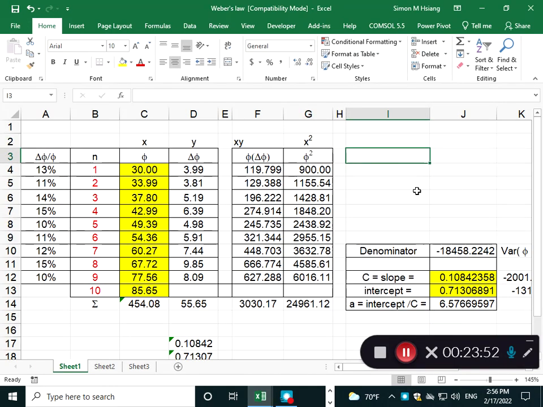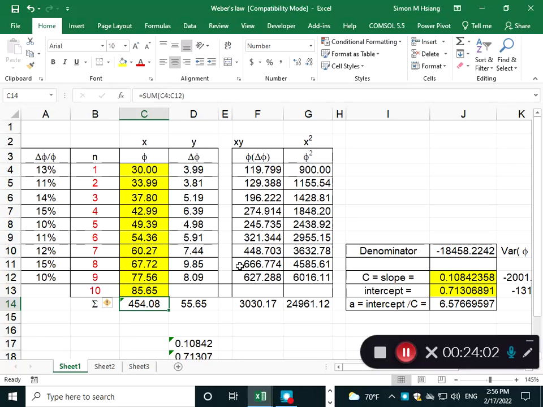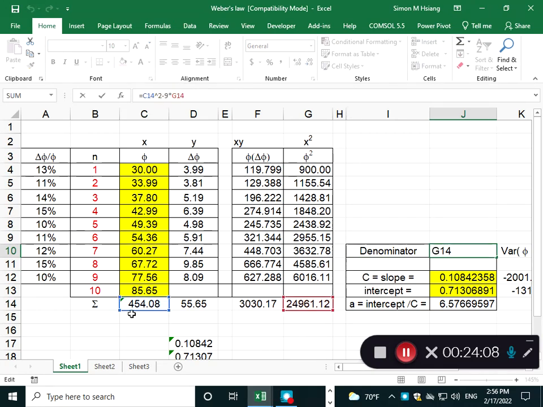I need a summation x squared. Okay? So now, how to solve that? First, find the denominator. The denominator equals summation x, squared, minus n times summation x squared. Pop quiz, young man in the back: I have 10 observations, why is n equal to 9?